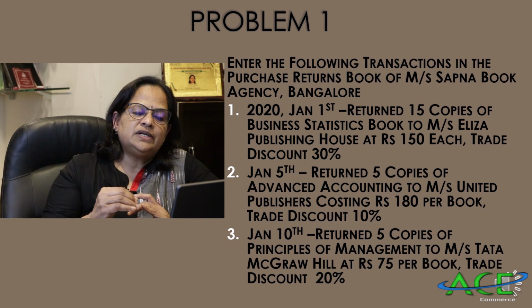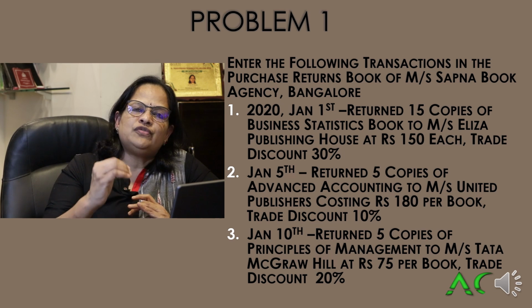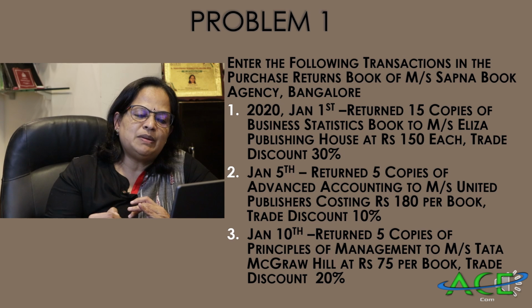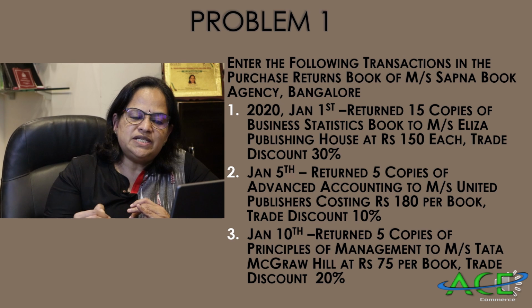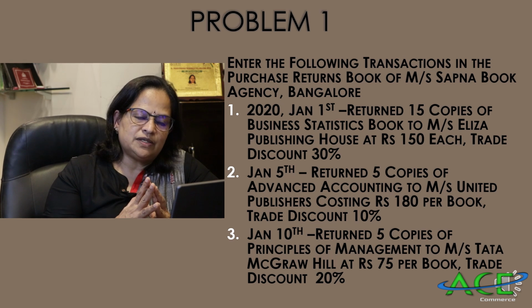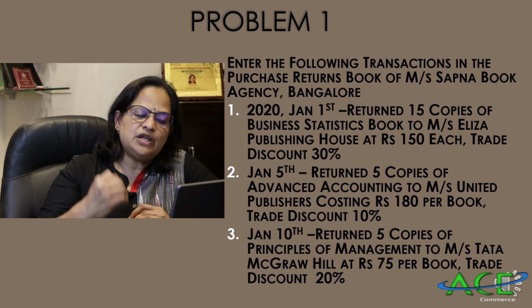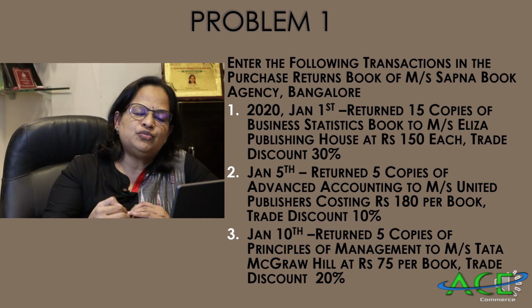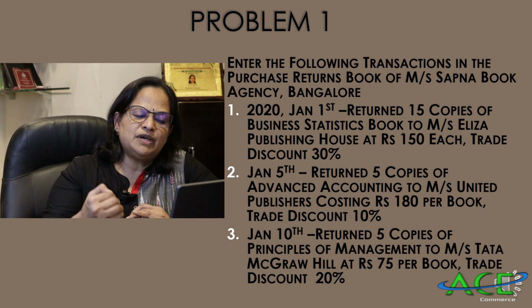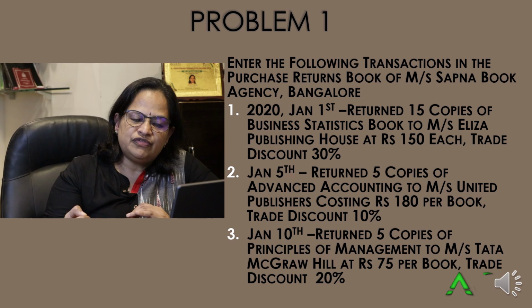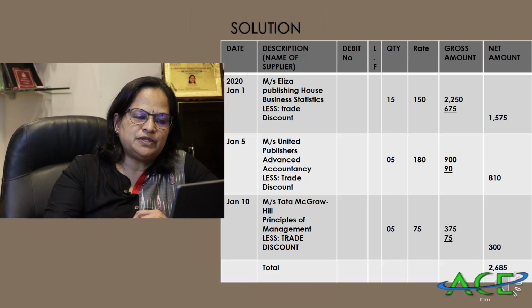January 5th, return 5 copies of Advanced Accounting to Messrs. United Publishers, costing 180 per book. Trade discount is 10%. Third transaction is January 10th. Return 5 copies of Principles of Management to Messrs. Tata McGraw-Hill Company at rupees 75 per book, and trade discount is 20%.